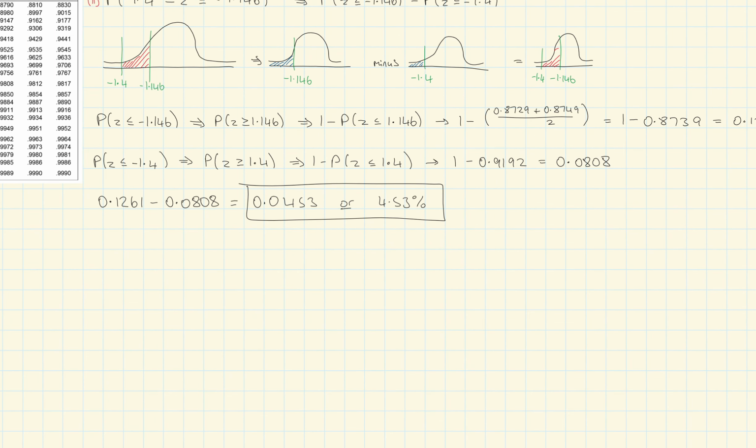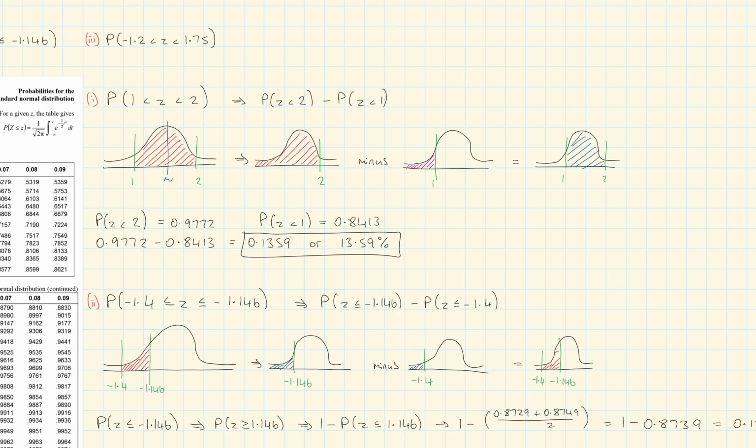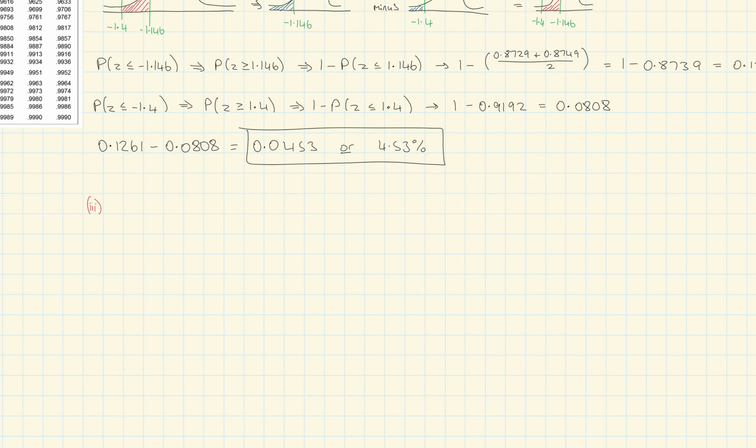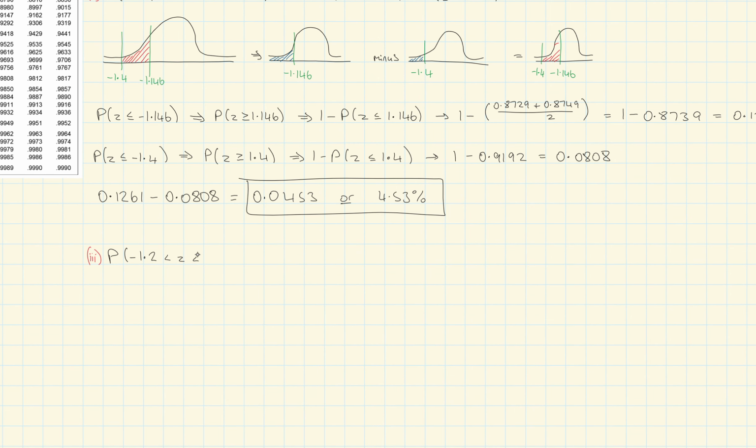A little bit more awkward than part 1, but once you sketch it out and remember the 4 rules from the previous video, it's an okay question to answer. So part 3 then asked about the probability that Z is greater than minus 1.2 and less than 1.75. So we have minus 1.2, it's less than 1.75.